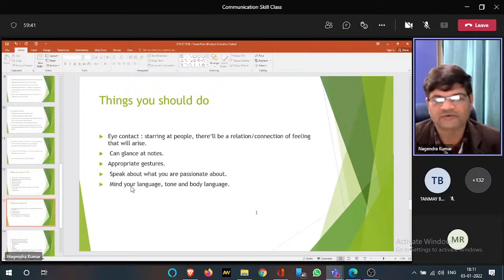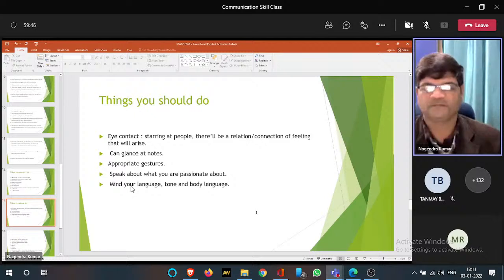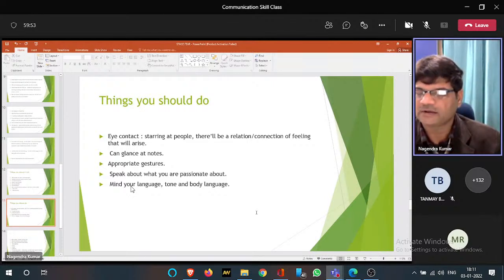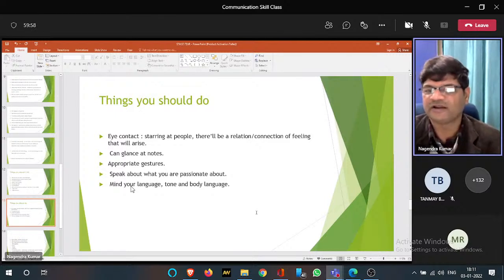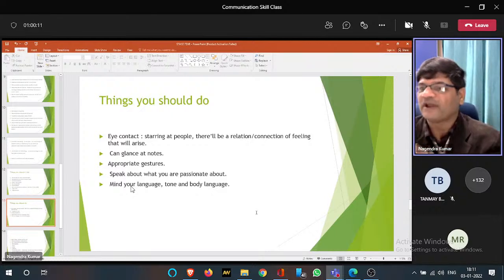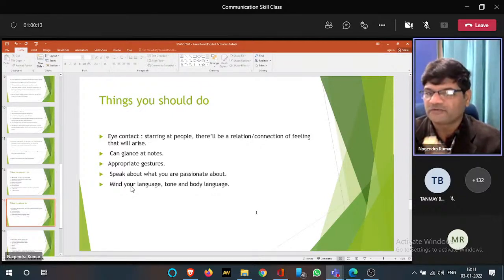Side by side, you can also glance at your notes. You should always make appropriate gestures, because gestures are wonderful in reinforcing an idea. Just try to understand that people have limitations of their retention of memory. So sometimes, when you are speaking for 1 hour or half an hour, their attention is diverted. At that point in time, your gestures might act wonders, because of gestures, they will understand what is being said.